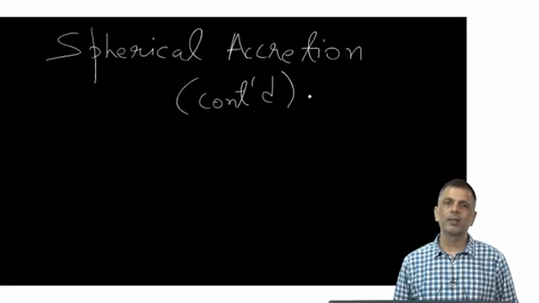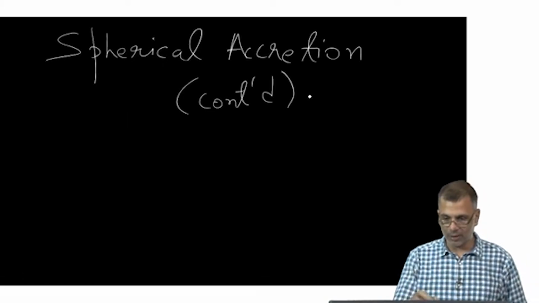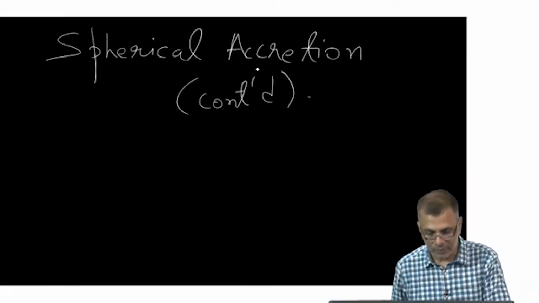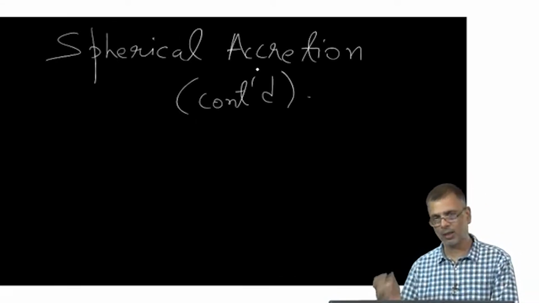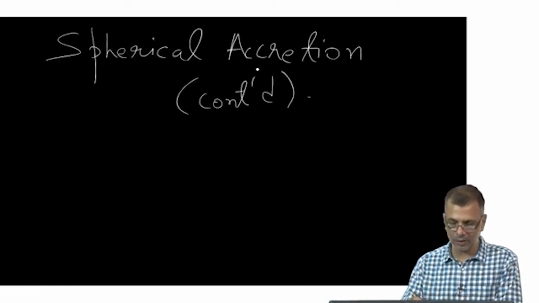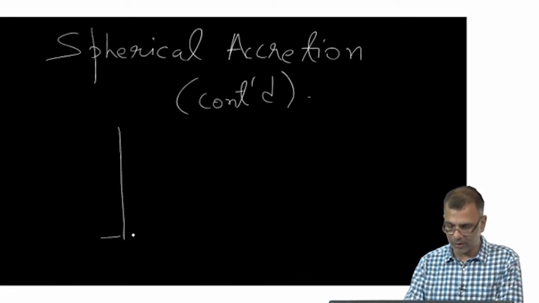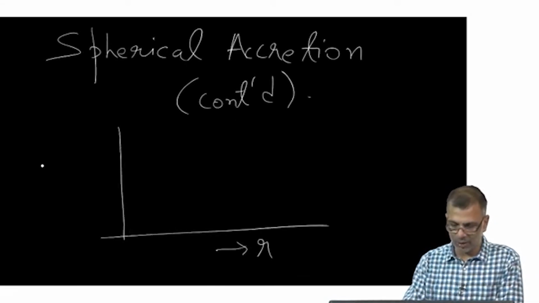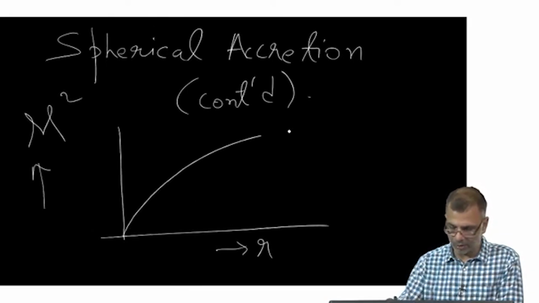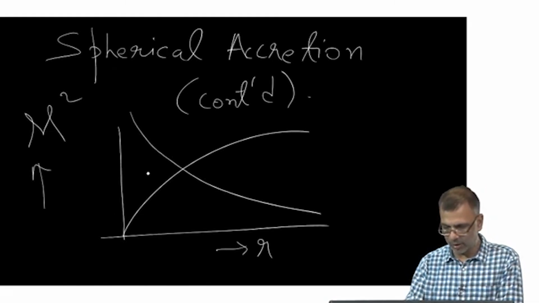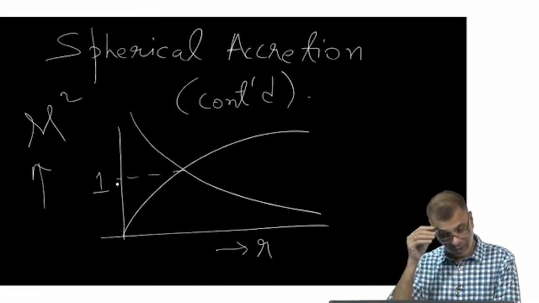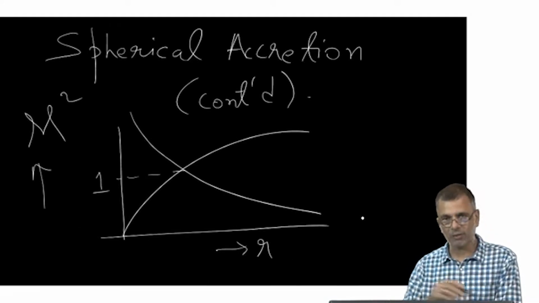So hi, we are now continuing with our discussion of spherical accretion. Remember, our discussion, which encompassed both the solar wind and accretion, involved this kind of diagram. You will doubtless remember it, where this is the sonic point. We've already discussed what leads to these kinds of transonic solutions.